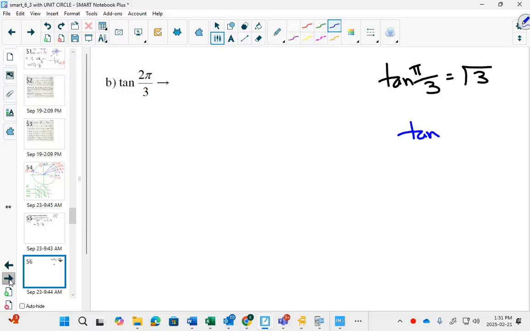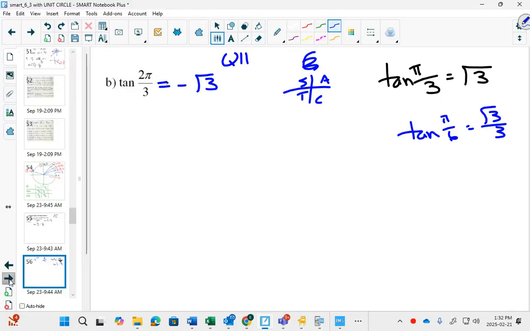And I use this pi over 6 because 3 plus 3 equals 6. That helps me remember tan of pi over 6. Little tricks that I've used to help me remember. Okay? So I know tan of pi over 3 is root 3. So I know that this is also going to be root 3. But I have to decide, it's in quadrant 2. If I draw my cast rule, should tangent be positive or negative in quadrant 2? Negative. So then I would know this is equal to negative root 3.